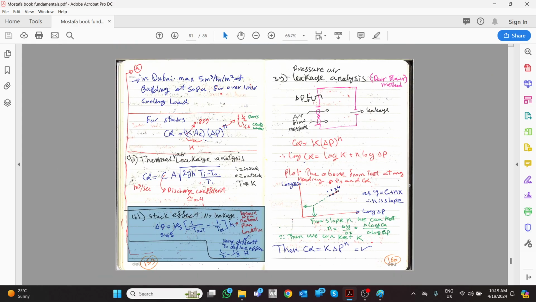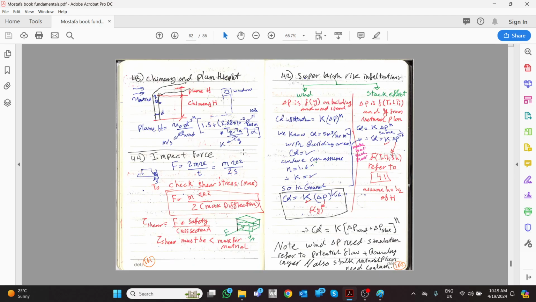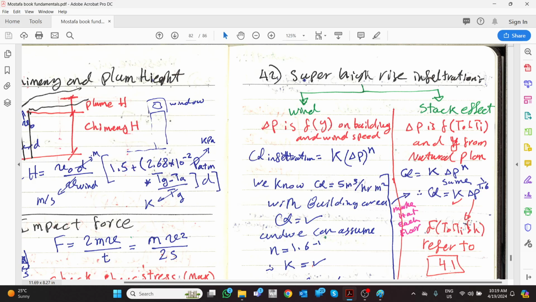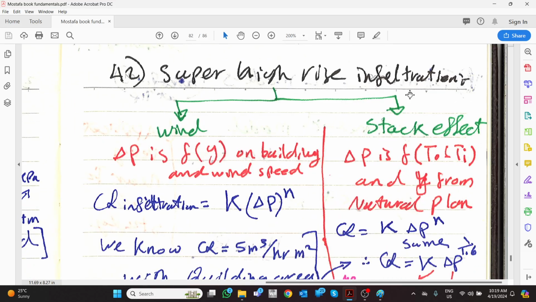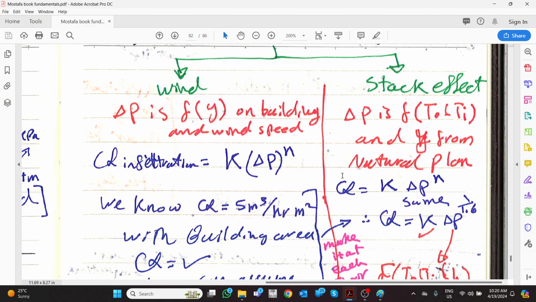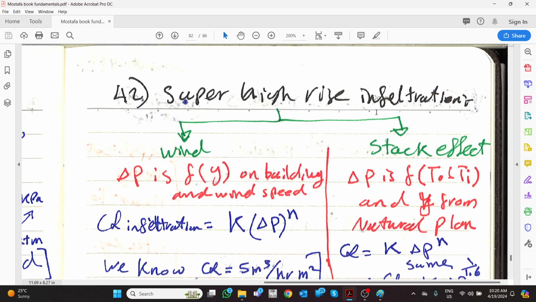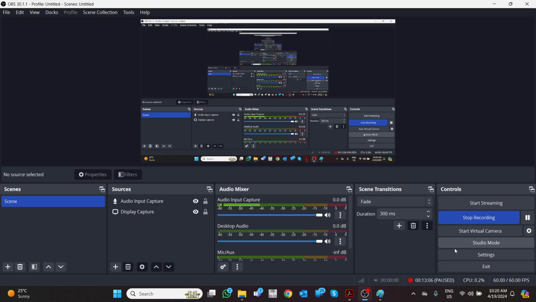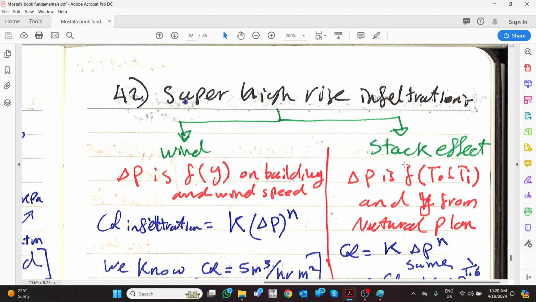Okay. Based on these fundamentals, we can define the super high-rise building infiltration considerations and what we are going to have. In a super high-rise building, we have infiltration going inside the building, even if we try to eliminate it. So let's first study the stack effect on the infiltration, not on the pressurization.